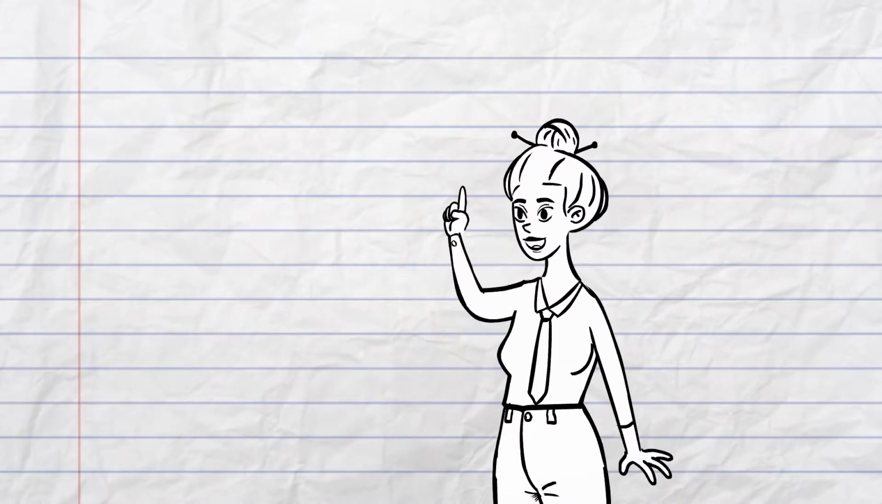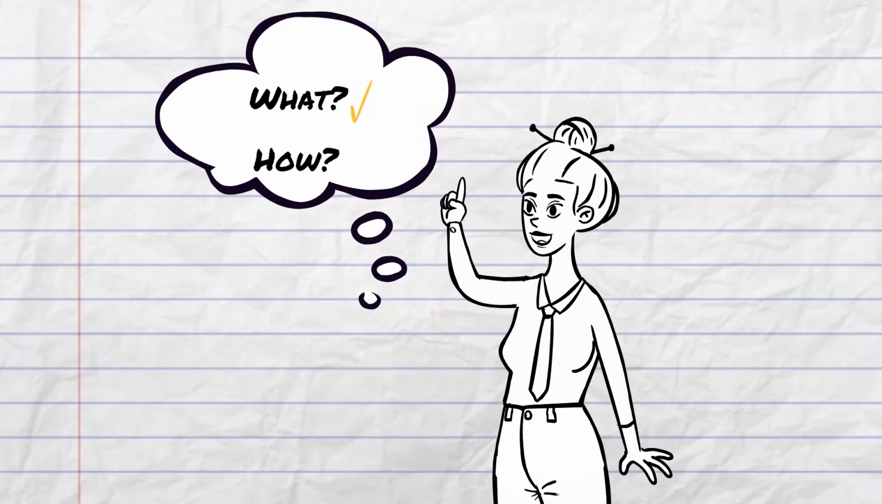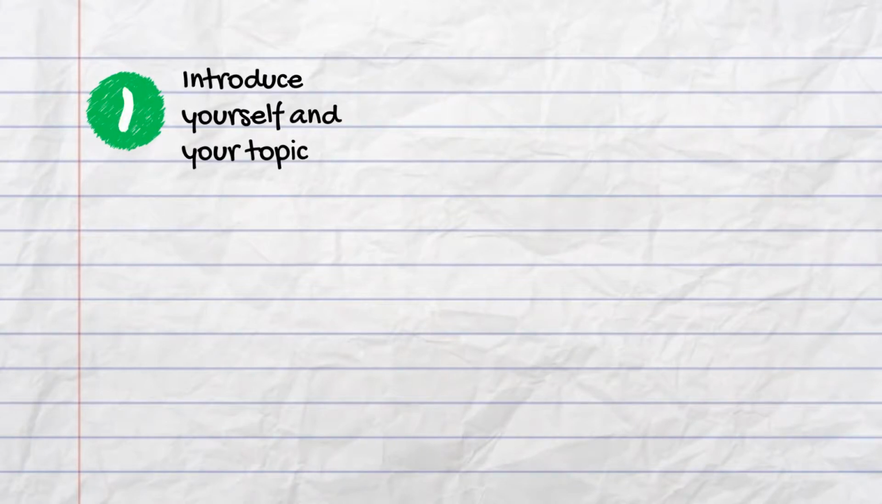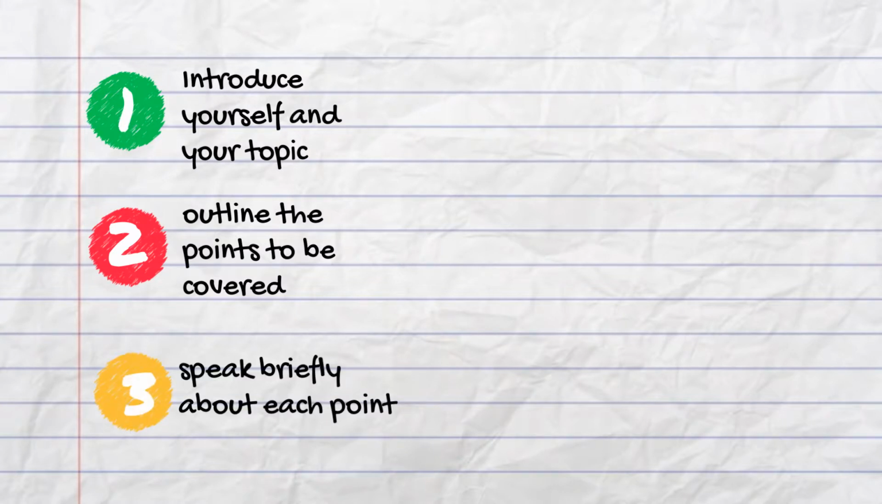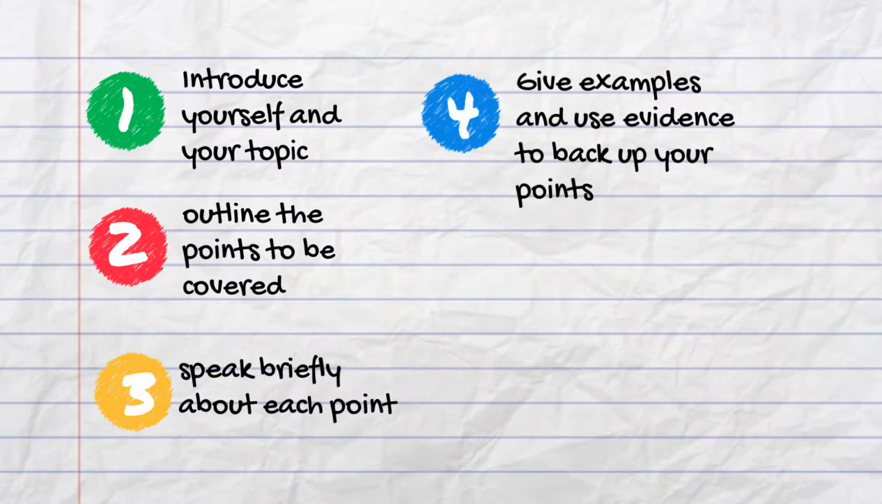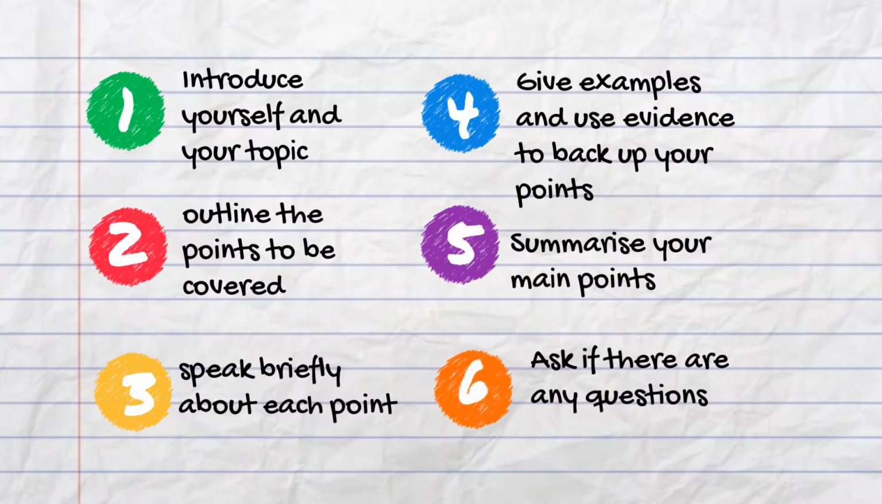Now you've decided what you're going to talk about, you need to think about how to organise your presentation. Introduce yourself and the topic of your presentation. Outline the points to be covered. Next, speak briefly about each point. Give examples and use evidence, then sum up your main points, and finally ask if there are any questions.